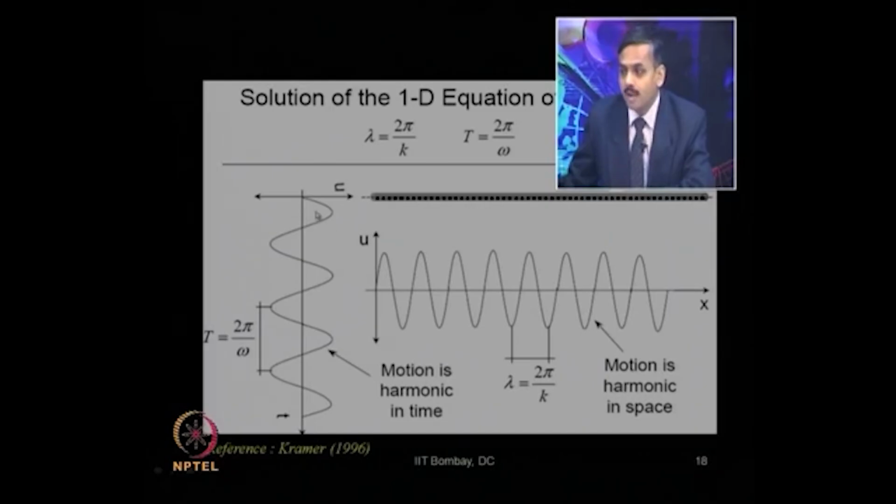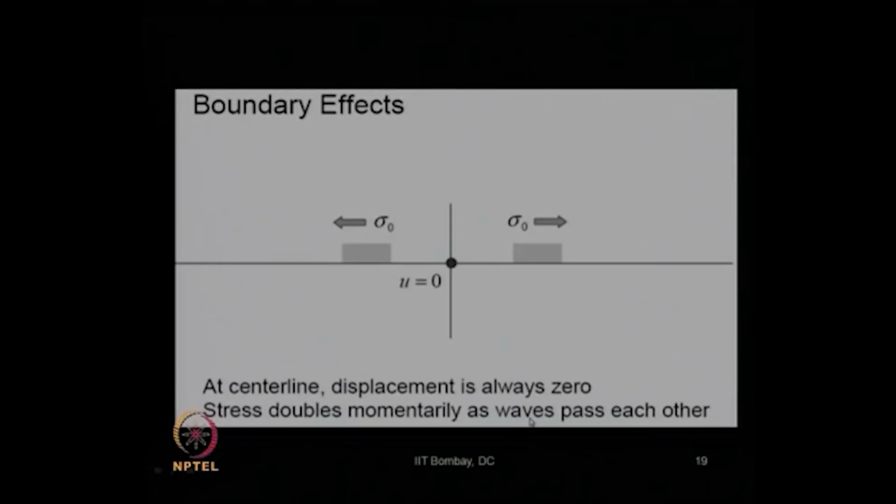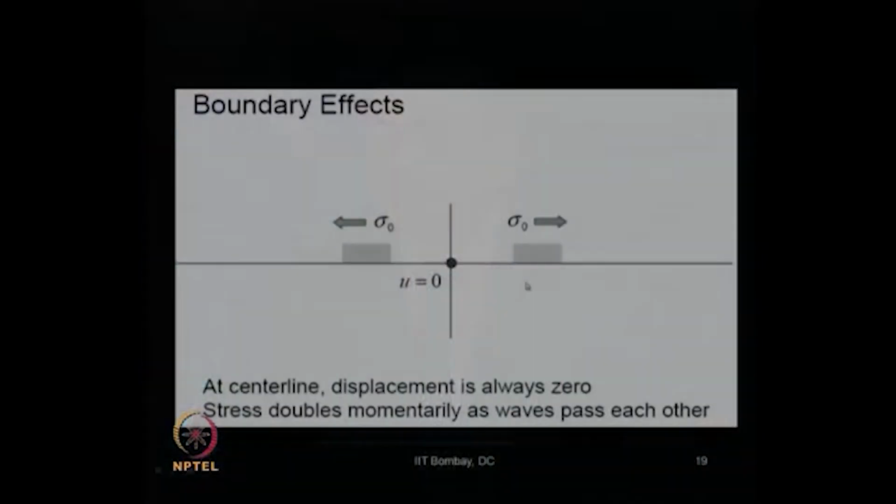That is, once we want to know the combined effect, we should know the combined behavior like this in time coordinate system as well as in space coordinate system. Now, let us come to the various boundary effects, that is how to estimate these constants depending on various boundary conditions. Now, let us look at the slide over here.